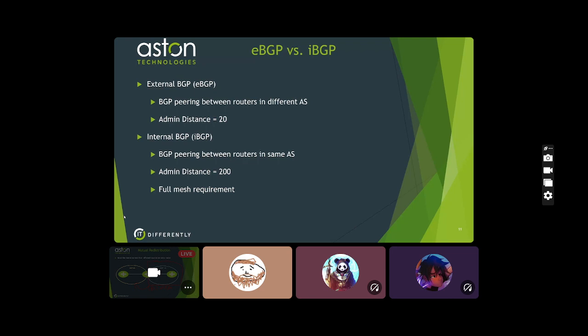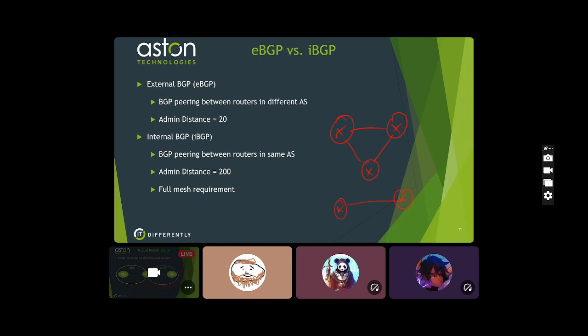Internal BGP is a peering between routers in the same autonomous system. They have the same autonomous system number. This has a much higher admin distance. It is less preferred. And it also has a full mesh requirement. What that means is for each router that you have, they must have a direct connection to every other router. Which isn't bad when you've got 2, 3.